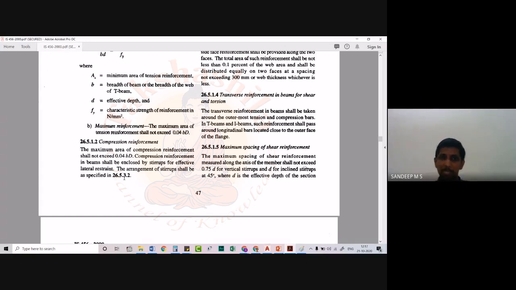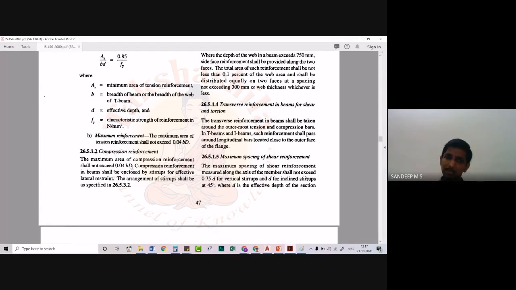So in order to prevent that, in order to ensure that it will stay safe, you have to provide the stirrups and the arrangements of stirrups. For the arrangements of stirrups also, we have some clauses given in this code. Anyway, right now you just note down this: the maximum area of compression reinforcement shall not exceed 0.04 BD, that is 4% of the total cross-sectional area. So the maximum permitted amount of steel is 4% for the case of beams.